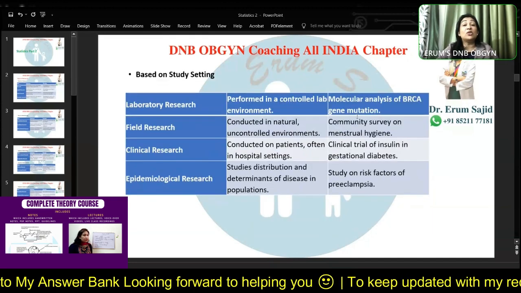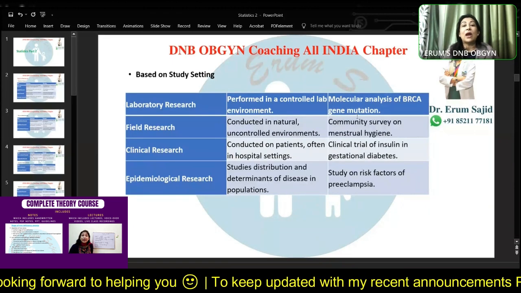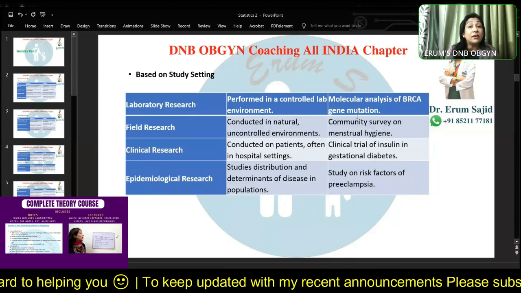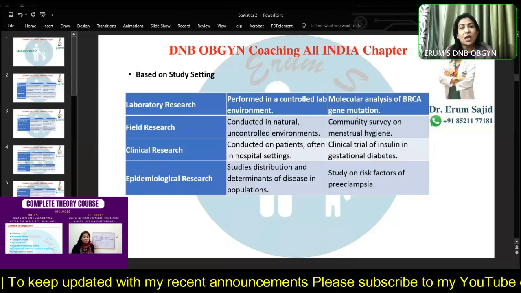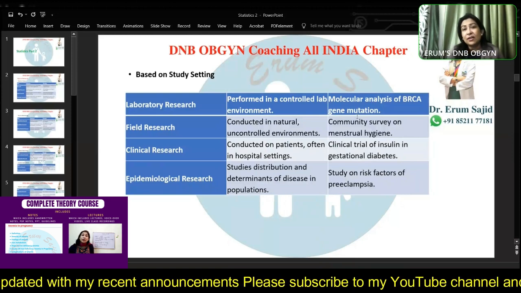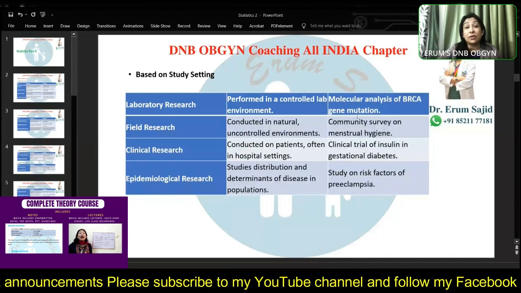Then, based on the study setting, where are we doing this research? Is it a field setting, that means we're out in the environment? Or is it clinical research, that means it's done in the hospital setting? Or it is epidemiological research, that means maybe I'm talking about disease, its patterns, its distribution, follow-up. Or it's being done in the laboratory, so it's laboratory research.